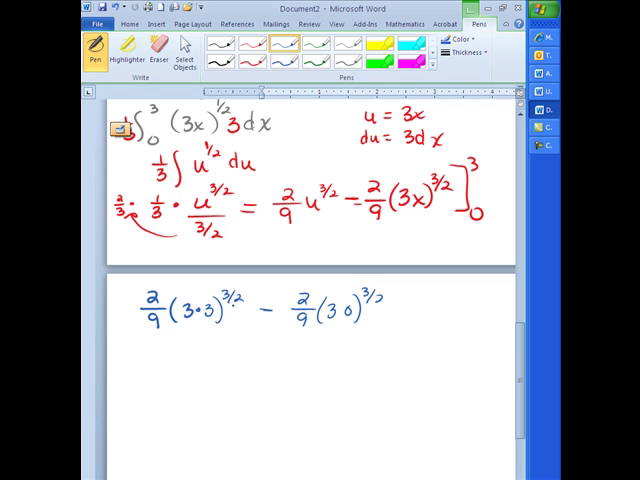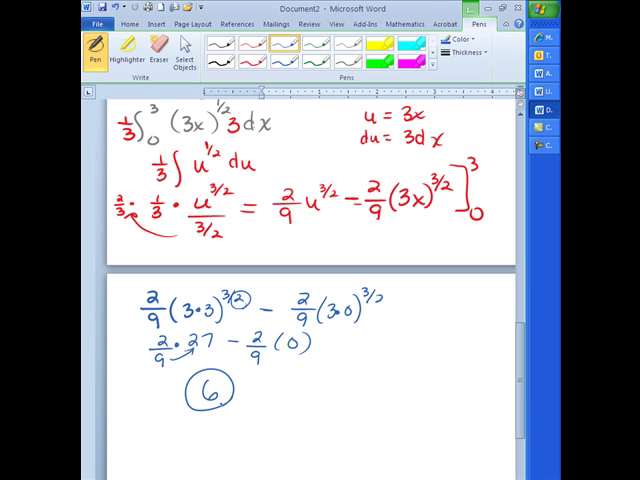3 times 3 is 9. The square root of 9 is 3. 3 cubed is 27. So this is 2/9 times 27 minus 2/9 times 0. 9 goes into 27 3 times, so it looks like my answer should be 6.